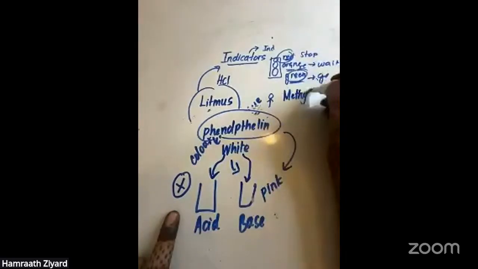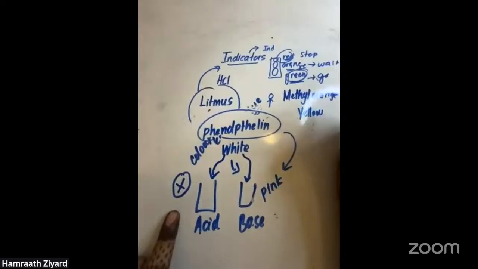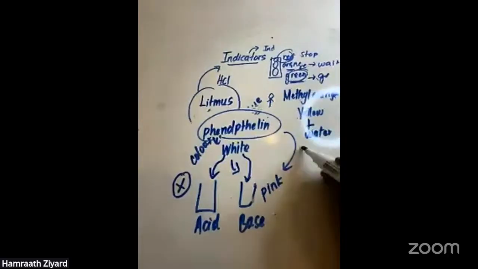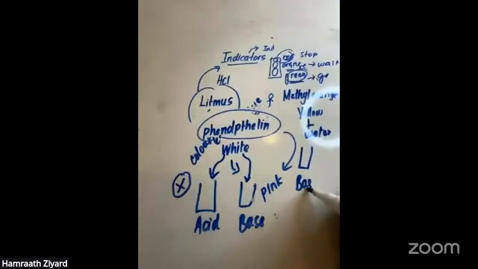Methyl orange is a yellow powder. When I mix this yellow powder with water, it turns into a yellow solution. Again, if I take the base here and the acid here, and put the methyl orange into the acid, it will turn orange or red. It will turn into red color.